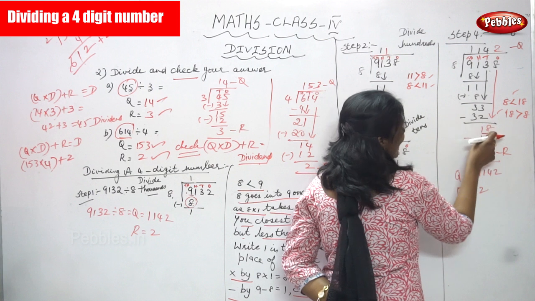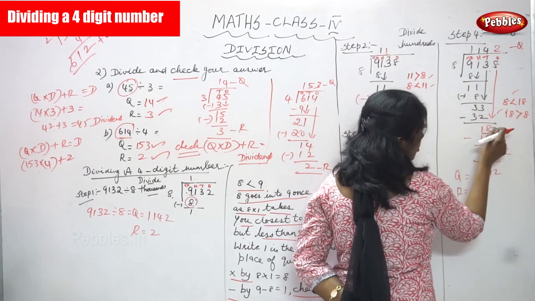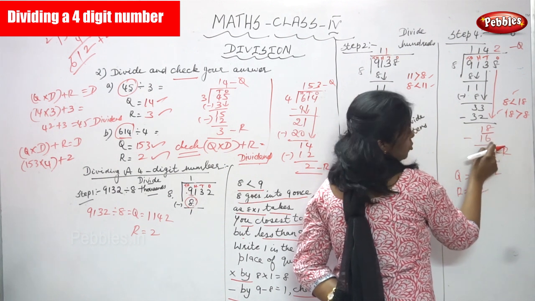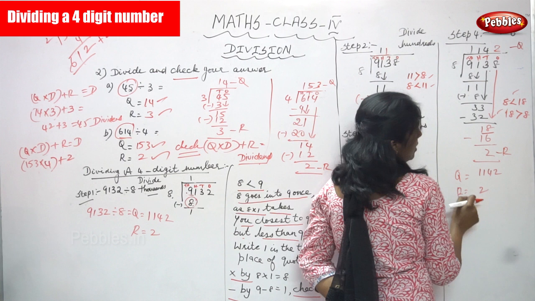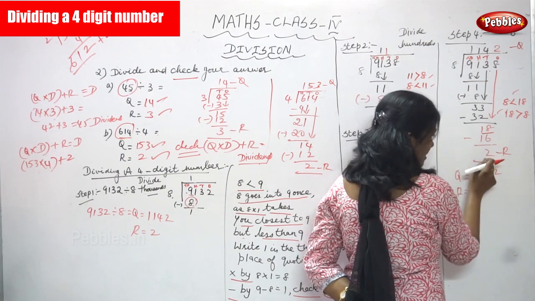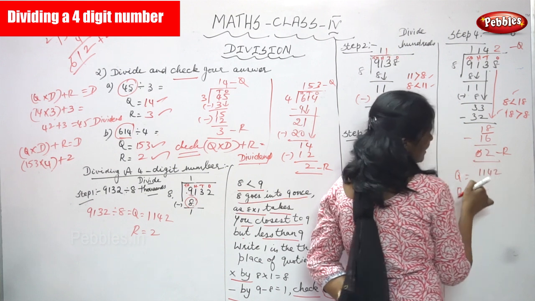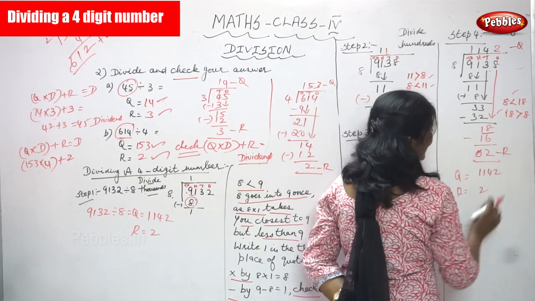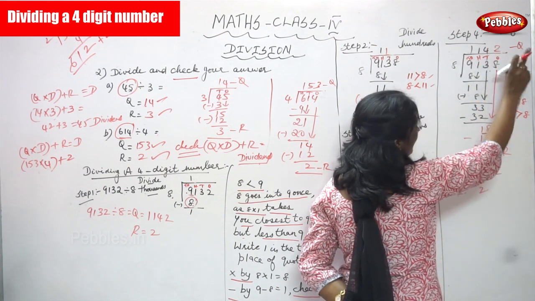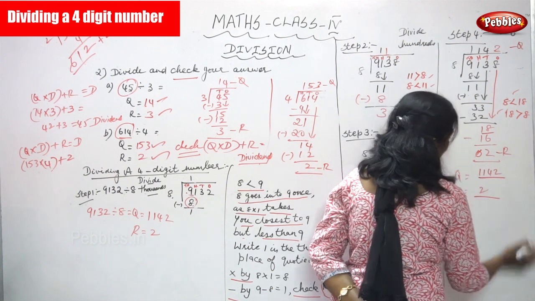So in 18, 8 goes how many times? 2 times. 8 2s are 16. So below 18 you have to write 16. This is closest to 18 as well as less than 18. So 18 minus 16, 8 minus 6. Now you are going to subtract. 8 minus 6, you can get 2. 1 minus 1, 0, so not necessary to put. You just cancel this. The remainder is 2 and the quotient is 1142. That is the quotient. This is the quotient and this is the remainder.